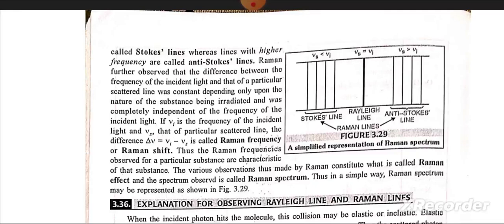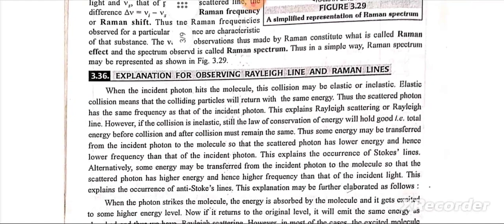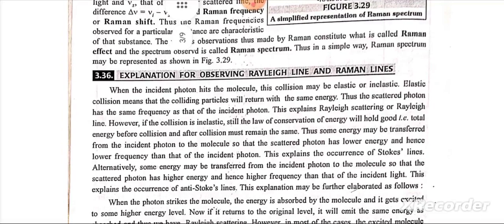Thus, the Raman frequencies observed for a particular substance are characteristic of that substance. The various observations thus made by Raman constitute what is called the Raman effect, and the spectrum observed is called the Raman spectrum. In a simple way, a Raman spectrum may be represented like this. Explanation for observing Rayleigh line and Raman lines.